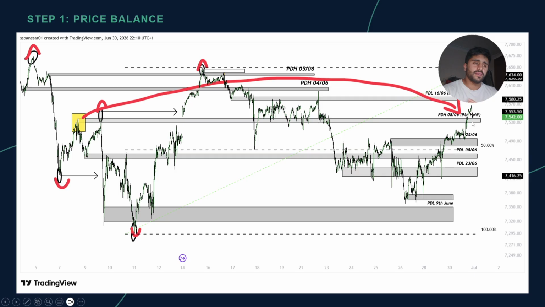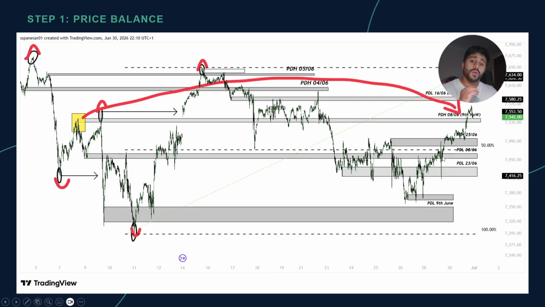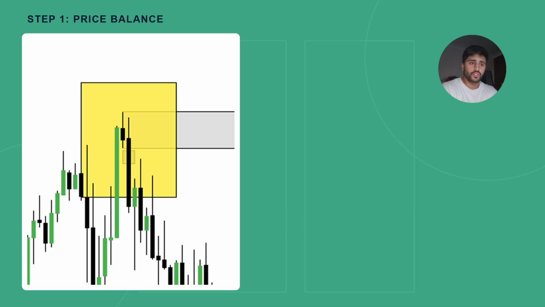The reason why, from a positioning standpoint, is this is a solid key level that's now in the premium, right? It's above this 50% area. As you can see, this is the 50%. We were above the 50%, and that is the reason why I took the short from this level.